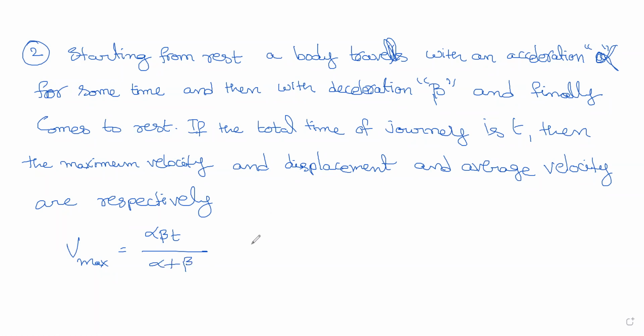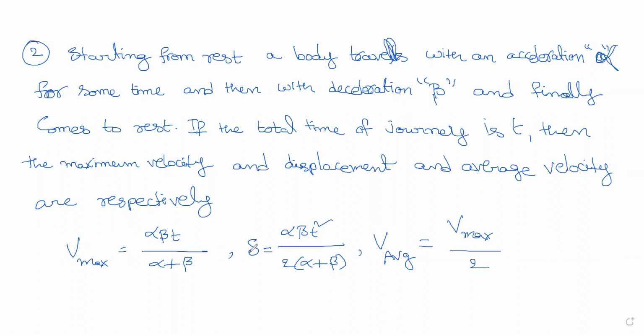Case 2. This is the Vmax. Yes, that is the total displacement: alpha beta t square divided by 2 times alpha plus beta. And average velocity is Vmax by 2. These are the three things.